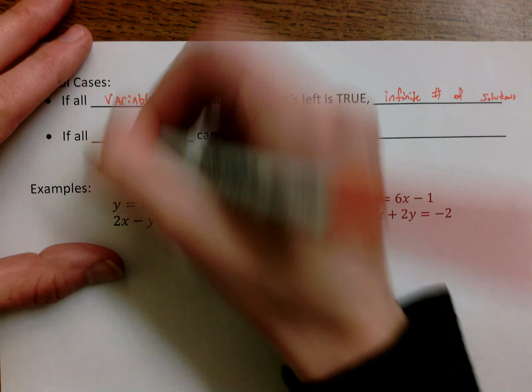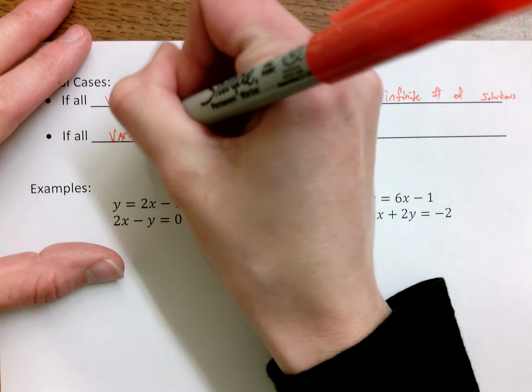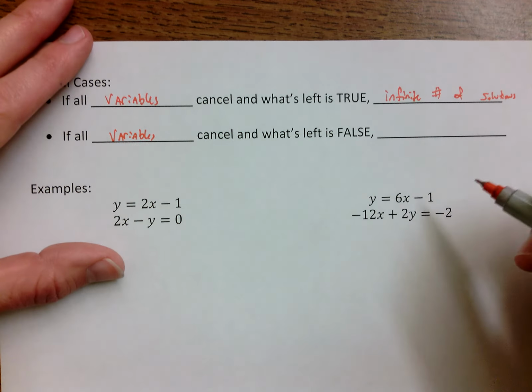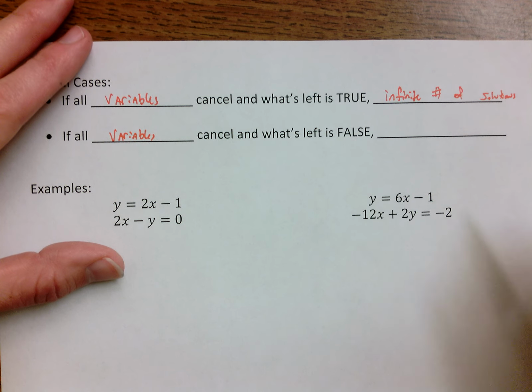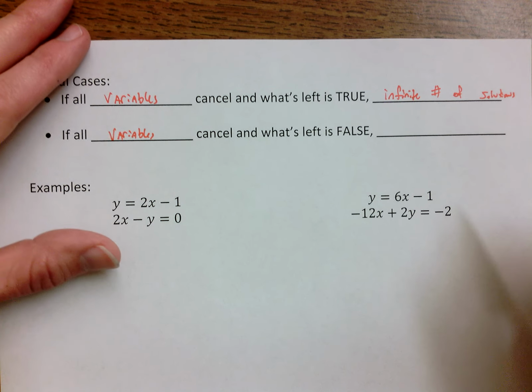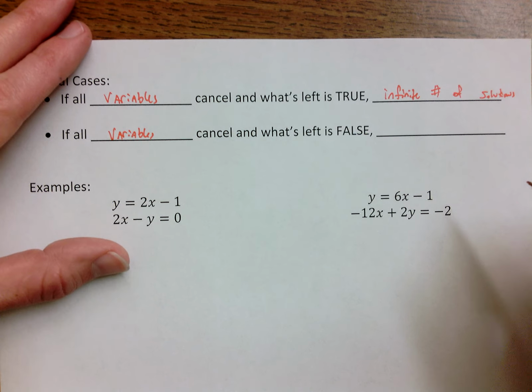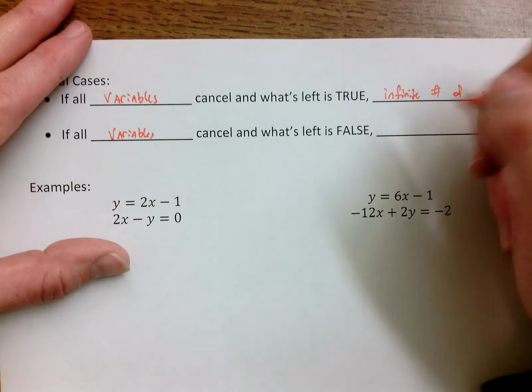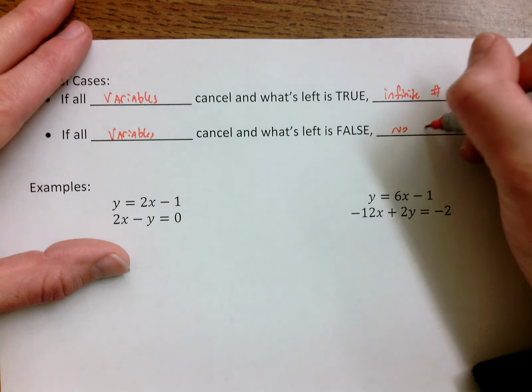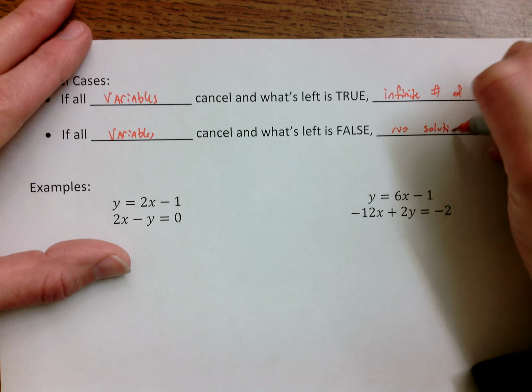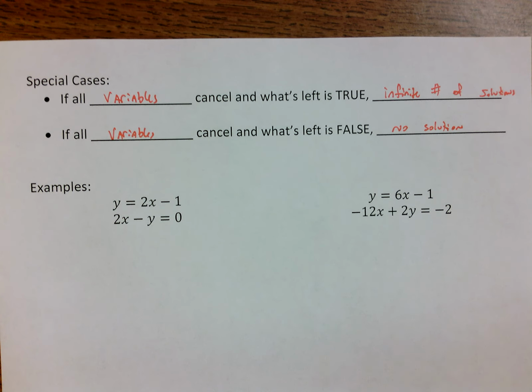Okay, but if all of your variables cancel out and whatever's left over is false, like it says 10 equals 3 or 5 minus 1 equals 7, then that means there's no solution. And it's actually really nice when these come up, because you get to kind of shortcut the process a little bit. Okay, so let's take a look at how those are going to happen.